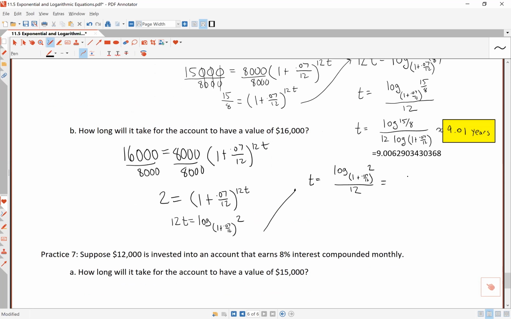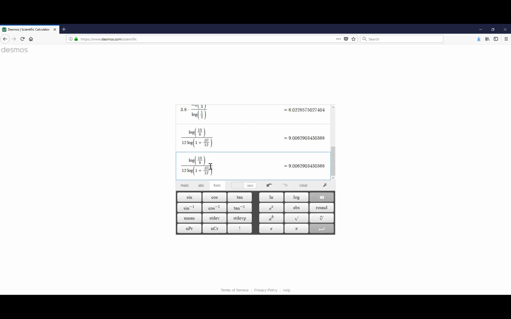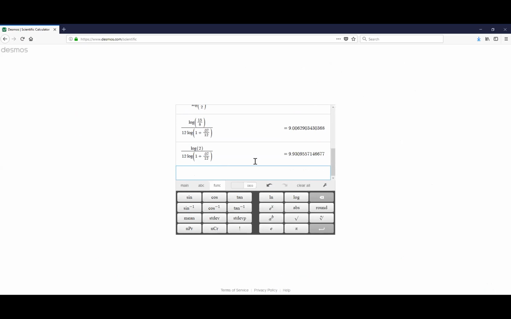To estimate this, we'll have to use the change of base formula. Log of 2 divided by 12 times log of 1 plus 0.07 divided by 12. So use the same expression as before. The only change is that instead of having 15/8, we have 2. So it takes 9.93 years to double at this rate and this number of compoundings.